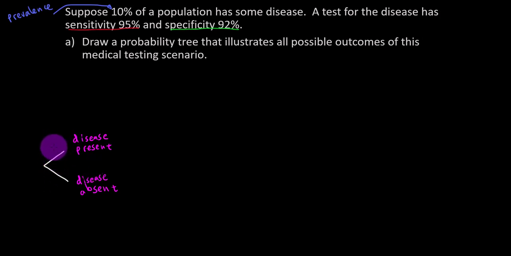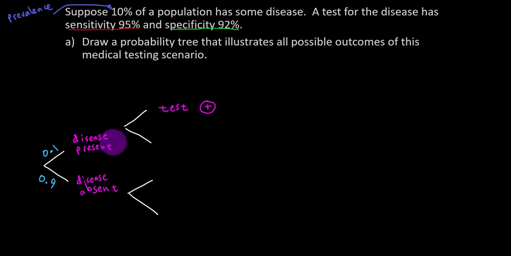Along the branches for the tree, we need to indicate the probability of that happening in this population. That information is given by how prevalent the disease is. So since 10% of a population has the disease, that would be the chance of any randomly selected individual having the disease, which makes this other event complementary at 0.9. The next set of branches is going to branch off from disease present and disease absent. And these events here are going to represent the outcome of the test. So here I'm going to say test positive.